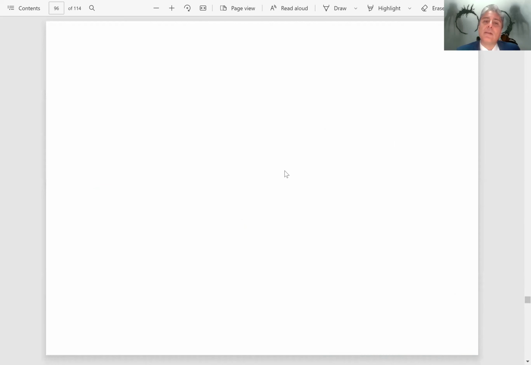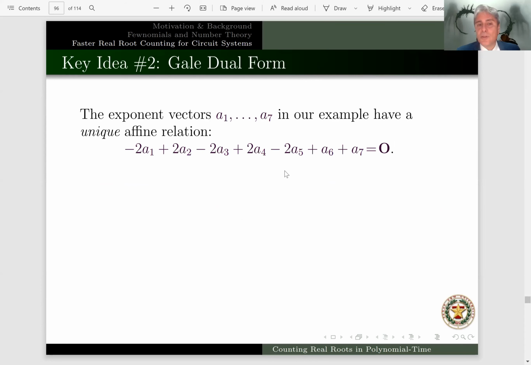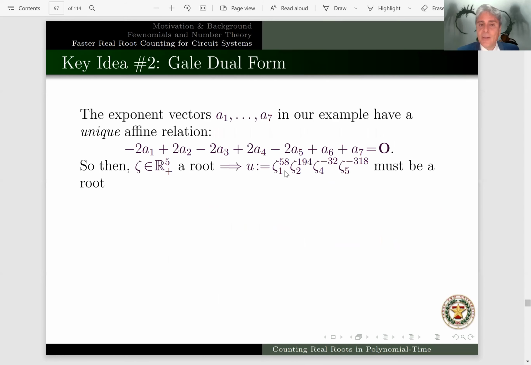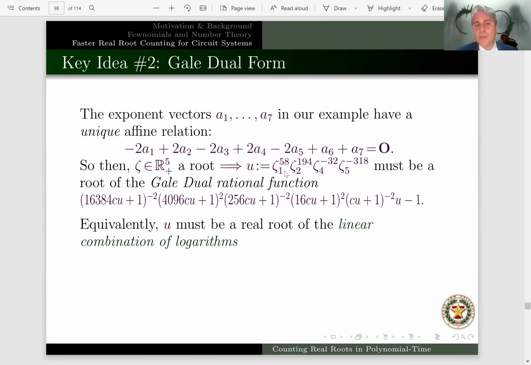So for our example, the circuit relation is this. You have 7 exponent vectors and you have coefficients, and you sum up to 0. And then if you do a little bit of work, you'll notice that if you have a root for your system, then a certain monomial in the root must be a root of some kind of structured rational function. So we go from 5 equations, 5 unknowns to 1 rational function in a very explicit way. And this can be done in general when you have a circuit system of the shape that I'm talking about.